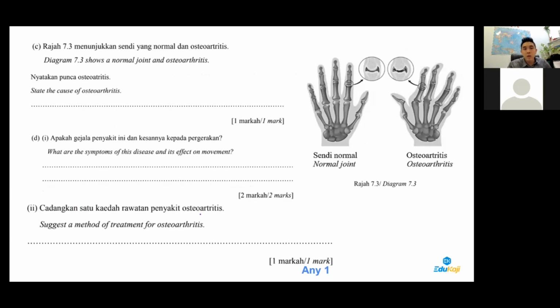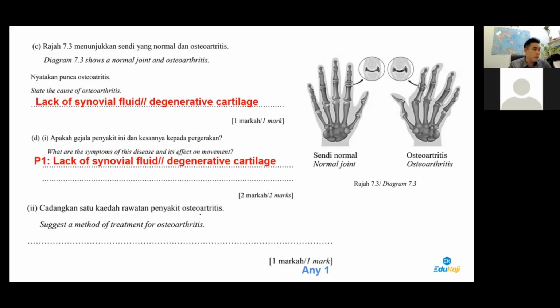Oh, the cause of osteoarthritis, lacking cartilage. You can say wear and tear of cartilage. You can say not enough synovial fluid. Okay. Actually, they're asking the same thing, don't you think? They're asking the same thing. So the answers.